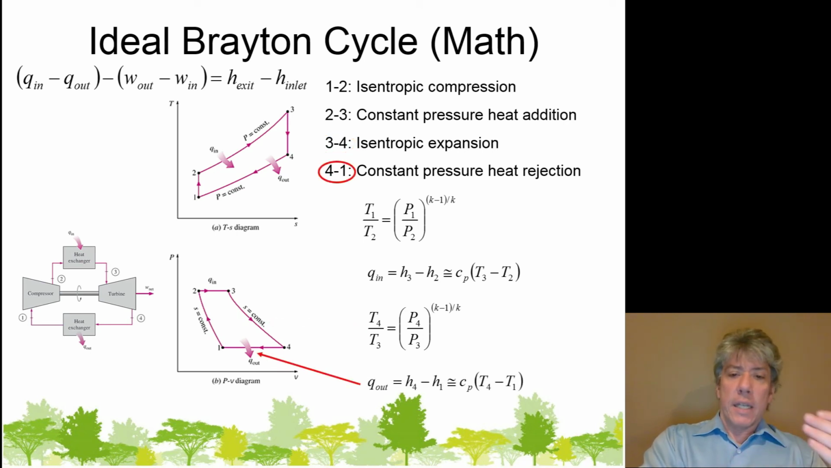And then finally, our waste heat rejection process, 4 to 1, we can use an energy balance to quantify it, to relate the temperatures in states 1 and 4. So again, there's only a heat interaction. That's the only energy flow in 4 to 1, and so it can be represented as the change in enthalpy across that heat exchanger, which we can approximate as a Cp delta T term.